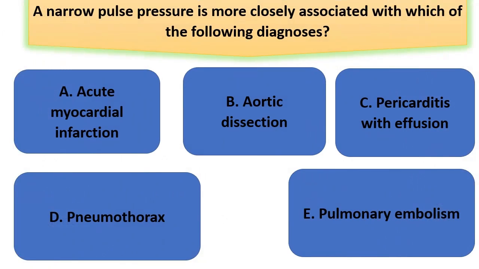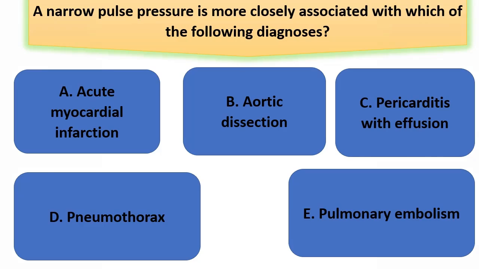A narrow pulse pressure is more closely associated with which of the following diagnoses? A. Acute myocardial infarction. B. Aortic dissection. C. Pericarditis with effusion. D. Pneumothorax. E. Pulmonary embolism.